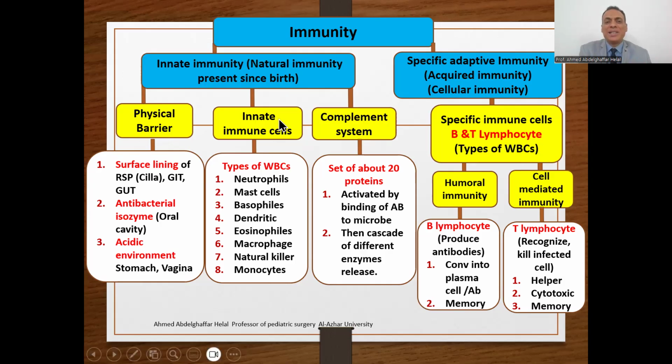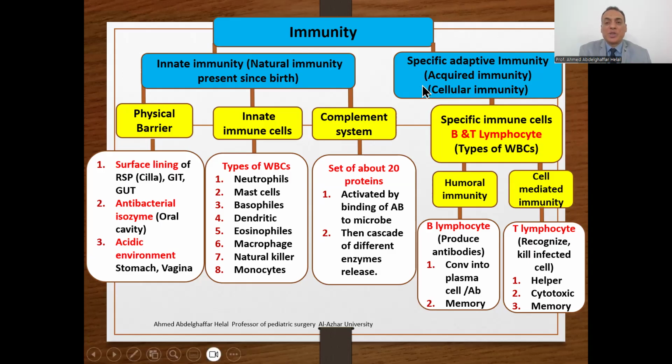Then we have innate immune cells, types of the white cells like neutrophils, mast cells, basophils, dendritic cells, and macrophages, natural killer cells. Then the complement system will be responsible in a complex process, about 20 proteins, and activate the antibodies to bind to the microbes and form different cascades of activation. This is called an innate system, present since birth.